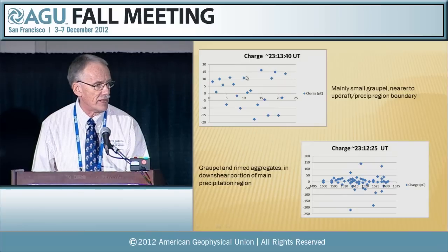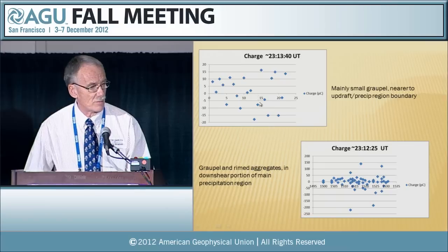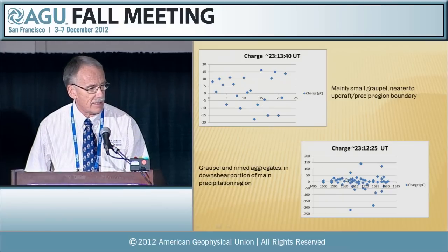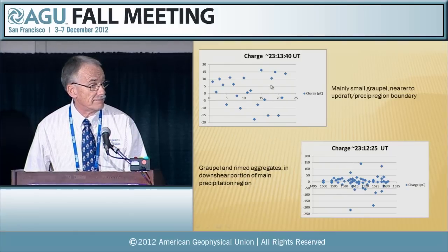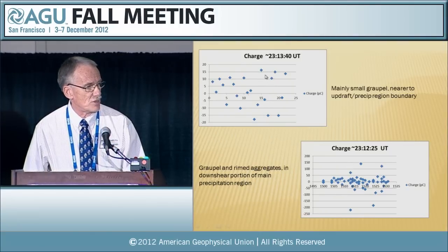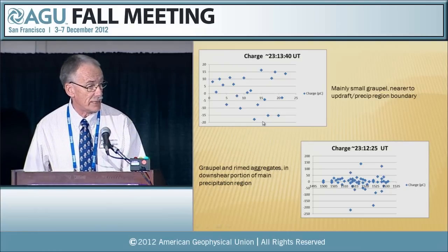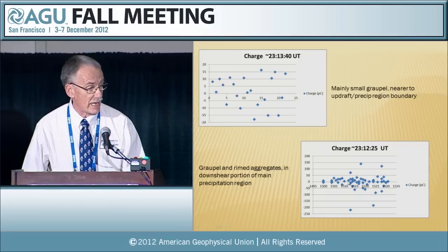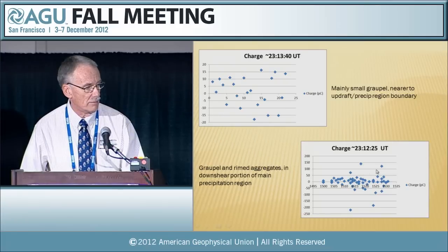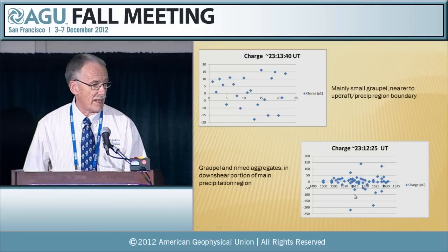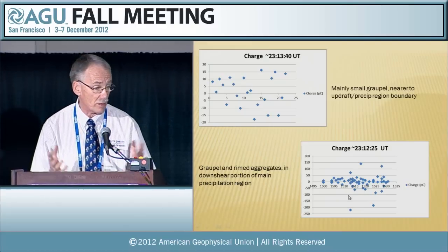This is up near the updraft region, on the flank of the updraft where you have some growing hail. And this is in the downshear precipitation region. The scales are different. In this region, we're getting charges ranging between maybe plus 15 to 20 and minus 15 to 20 picocoulombs. In this region, we have a lot of charges, and along with a few larger charges. And the net charge, if you compute it here to within the noise level, is 0. It's neutral.